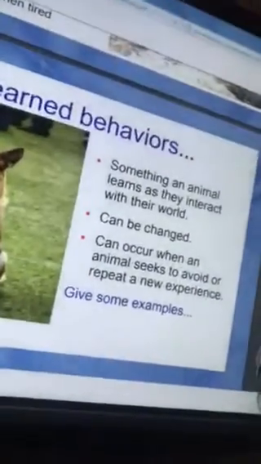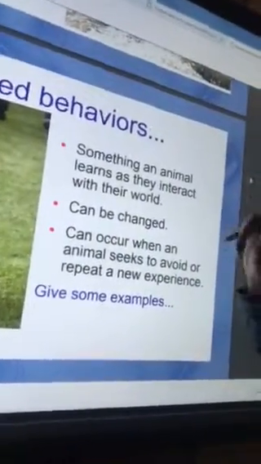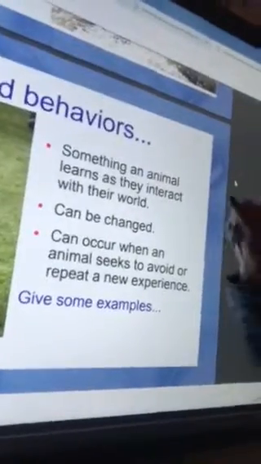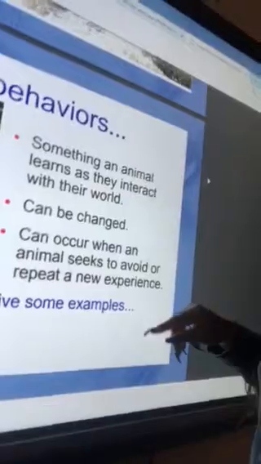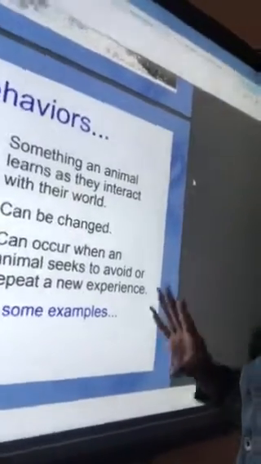Sometimes an animal learns as they interact with their world. Learned behaviors can be changed, and it can occur when an animal seeks to avoid or repeat a new experience. Okay? So we know what learned behaviors are, we know what inherited behaviors are, we know what traits are, we know what heredity is. We are on a roll. So now we are going to move on to an inventory of our traits.